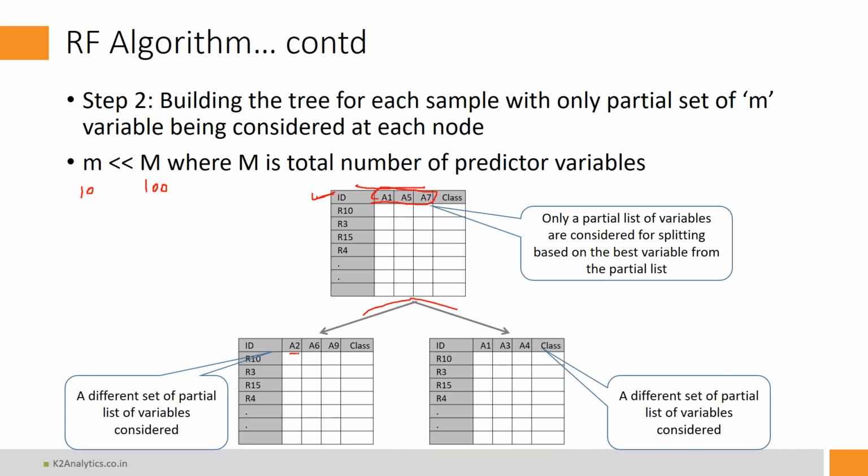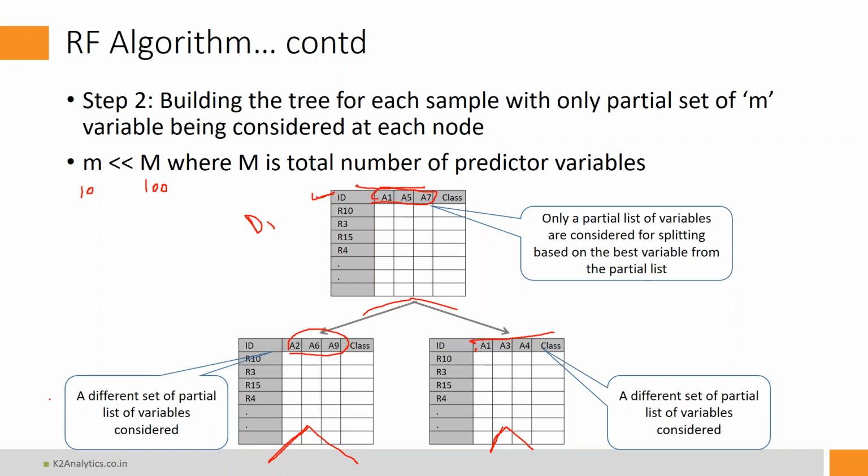Now, at this child node again, a random 10 out of the 100 will be selected. Those random 10 will be evaluated for Gini gain, and the best variable out of those random 10 will be considered, and the split happens. Similarly, on this node, random 10 variables will be selected, the best variable with Gini gain at this level will be considered, and this node will be split based upon that. And this process keeps happening. And this model is built for the first sample D1.